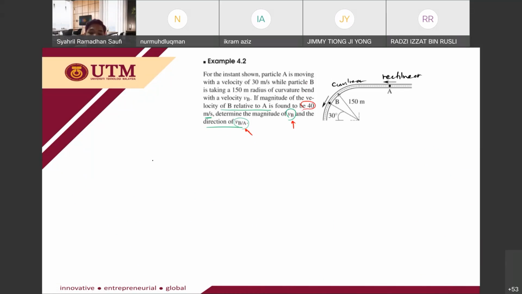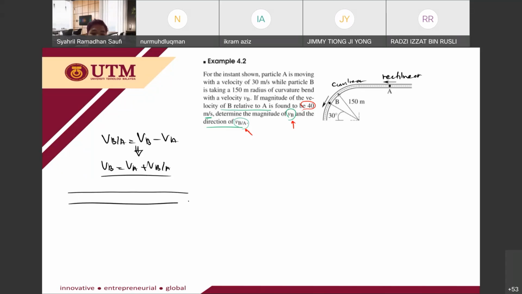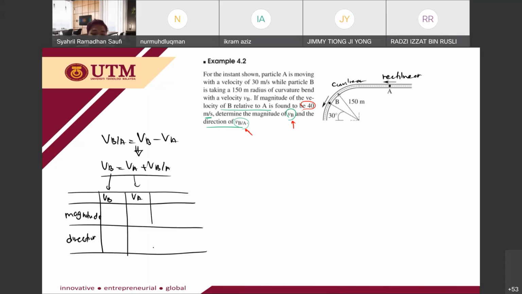So you know that A is rectilinear motion, and B is curvilinear motion. Then you know VB through A is equal to VB minus VA. Rearranging the equation, VB is equal to VA plus VB through A. Then we put it in the table, magnitude and direction. Here is VB, here is VA, and here is VB through A.